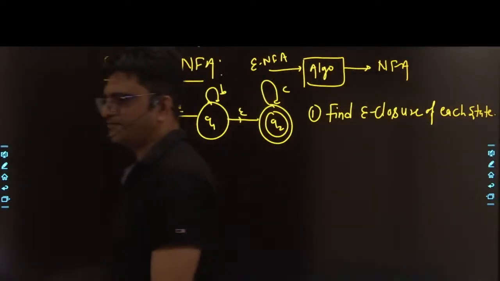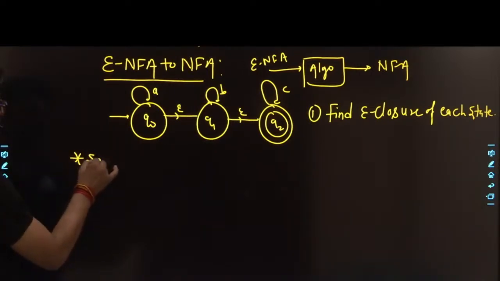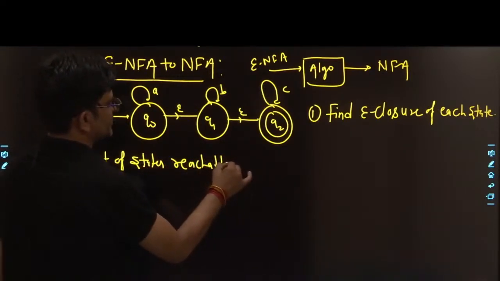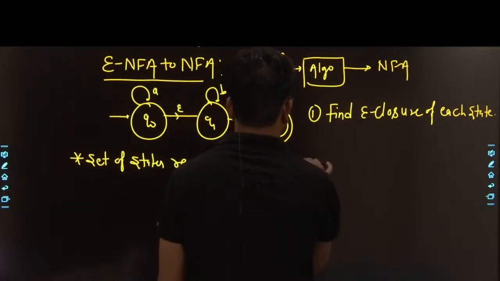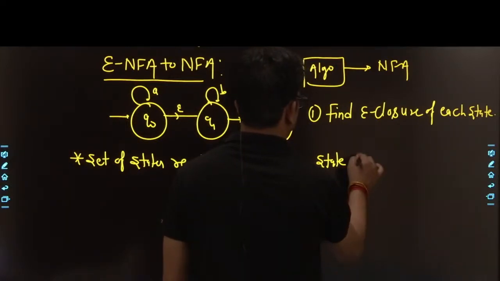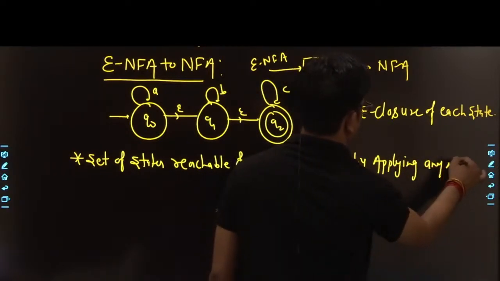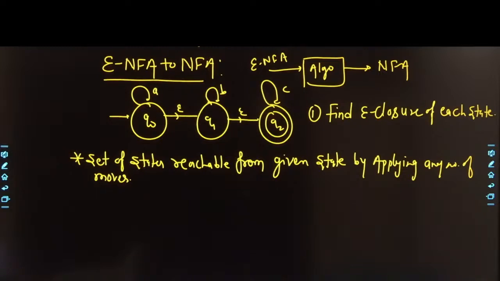Sir, why do we have to find the epsilon closure of each state? First, you should know what the epsilon closure is. It is the set of states reachable from a given state by applying any number of epsilon moves. This is the epsilon closure.